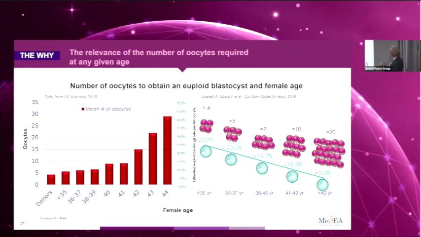So I think that, for instance, you need minimum 10 oocytes for having 1 euploid blastocyst when the patient is 40, and probably minimum 20 oocytes for counteracting aneuploidies when a patient is 42. So you need 20 eggs. And so the only way to have it is accumulating.